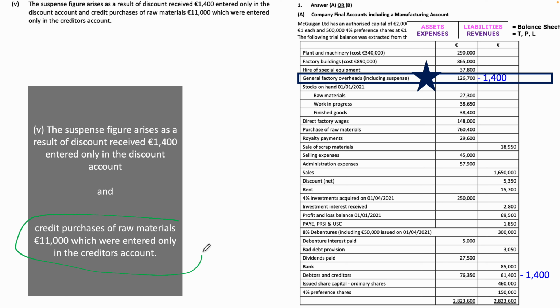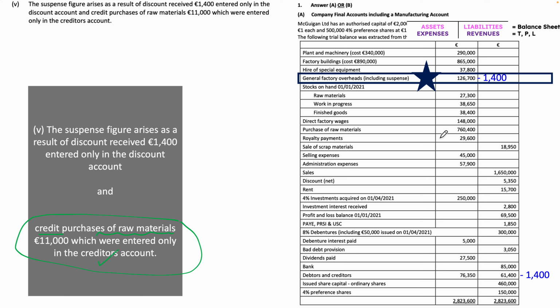Second mistake: credit purchases of raw materials 11,000 which were entered only in the creditor's account. So credit purchases needs to go into the creditor account, which it did, but it should go into the purchase of raw materials as well.